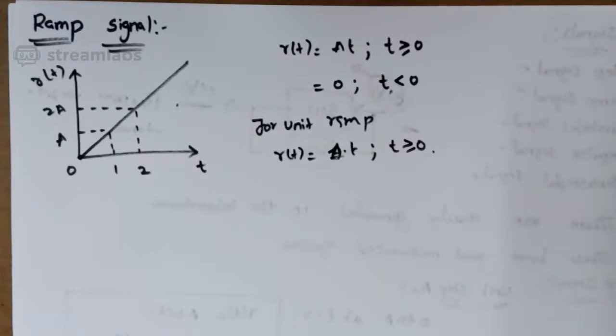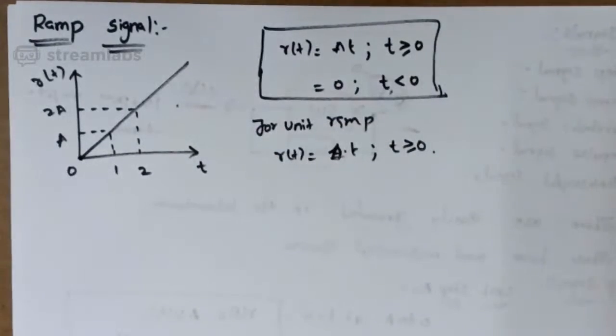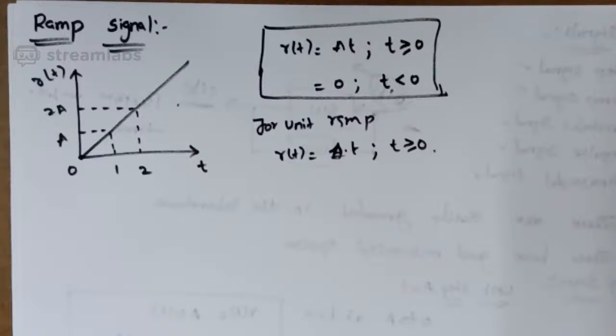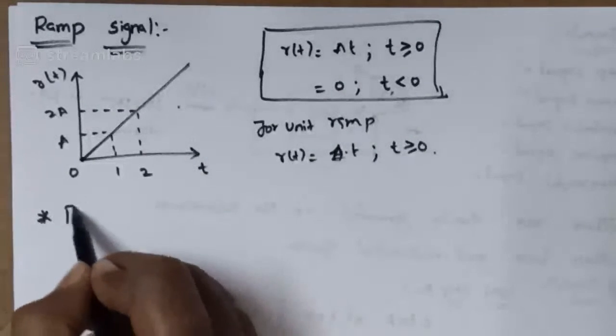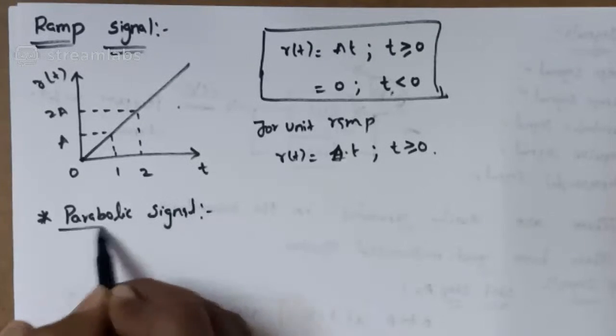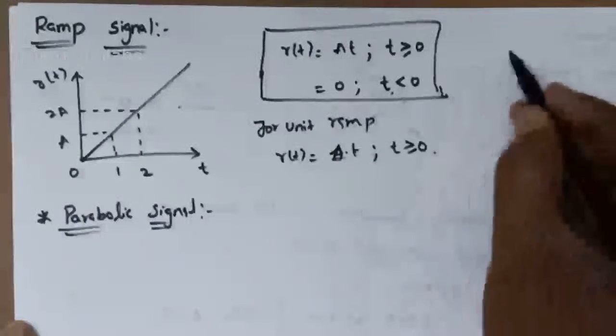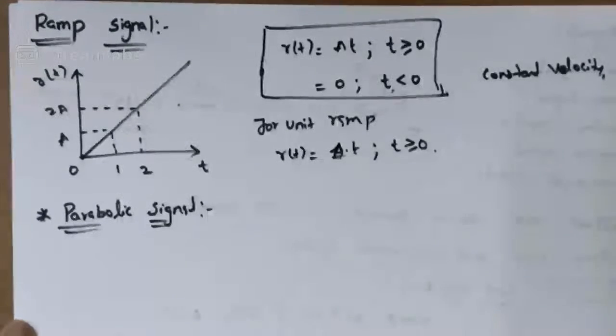Okay. And this is the mathematical relation for the ramp signal. Note down, everyone. And the next one is the parabolic signal. The ramp signal waveform represents constant velocity. It's a very important point. And next, coming to the parabolic, it is a constant acceleration. Okay.